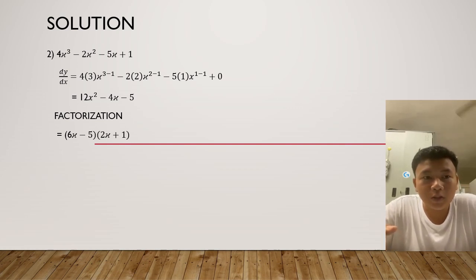And today I will explain to you how to use derivative in a differentiation question. So the question we have here is 4x power of 3 minus 2x power of 2 minus 5x plus 1. So we will use a derivative.